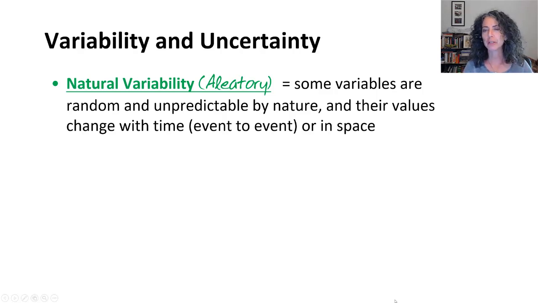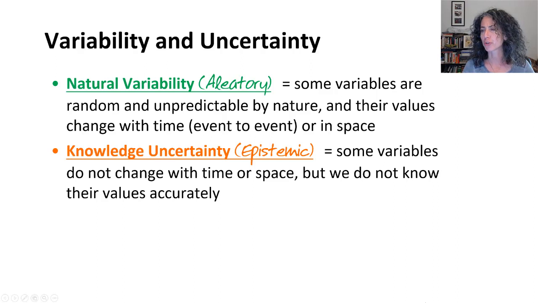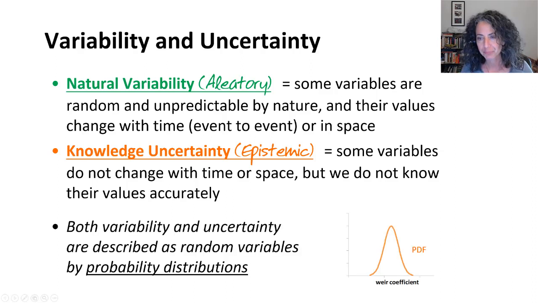Right, so natural variability is also called aleatory uncertainty, and this is just variables that are random and unpredictable by nature. Right, they vary in time or in space. And we also have knowledge uncertainties, which are called epistemic uncertainty. And these are variables that don't change necessarily with time or space, but we don't know their values accurately. Right? Both variability and uncertainty are described by probability distributions. And note the colors that I'm using here, natural variability in green and knowledge uncertainty in orange, is a color coding that is going to continue in the next few slides.